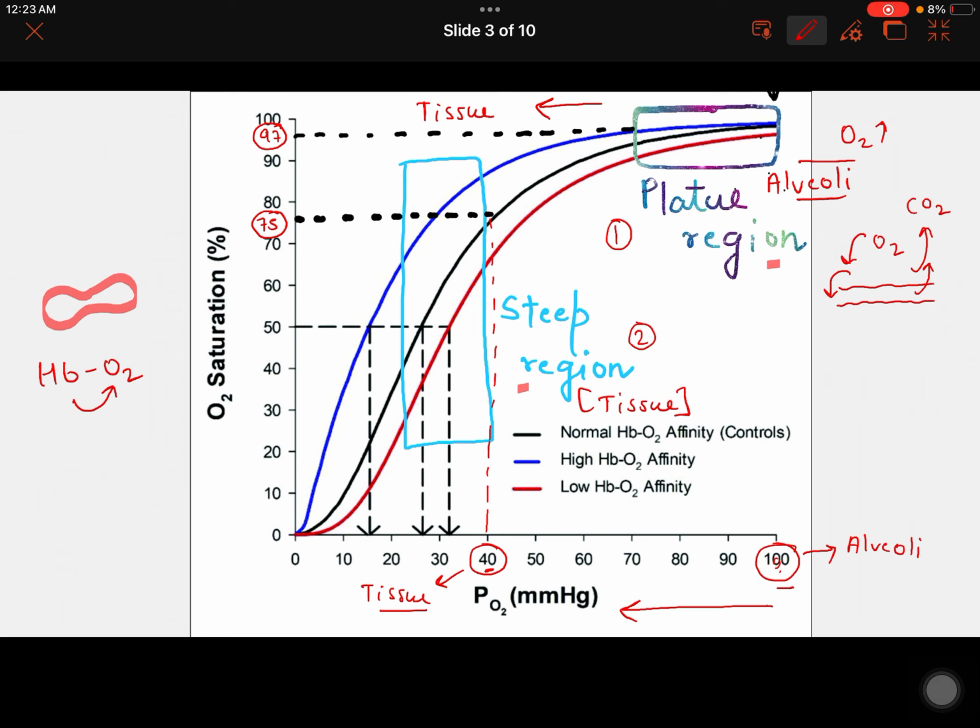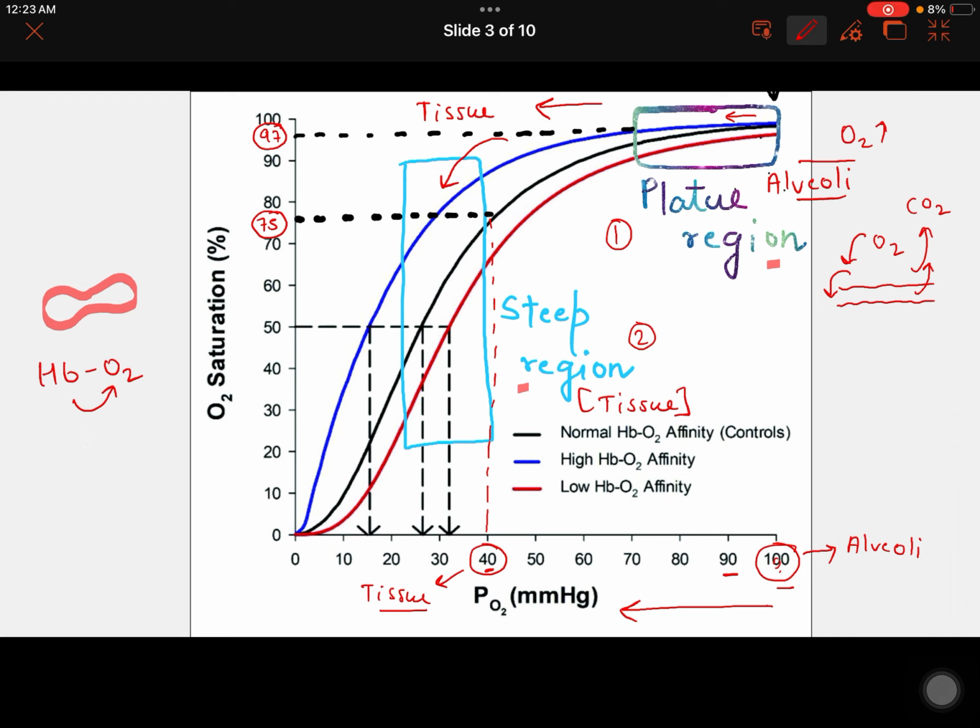Even as you start moving from the alveoli to the tissues, initially the partial pressure of oxygen decreases. For example, it was 100, then it became 90, and still the saturation is maintained. So you are going from here to here like this, and the saturation is still maintained. You go from 100 to 90, 80, 70, and then after that, if the partial pressure of oxygen drops further, the graph will show desaturation. The graph will move towards desaturation, right? So that is the thing.